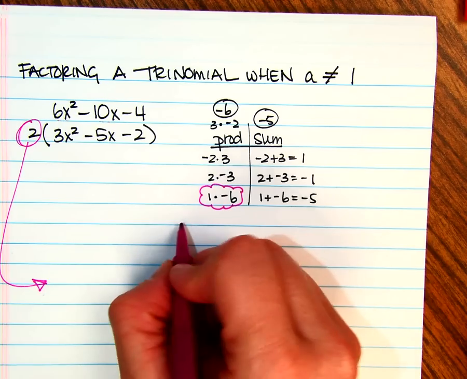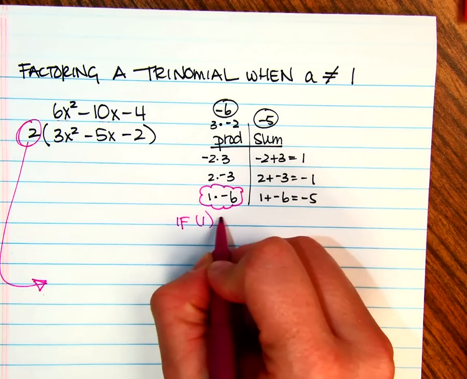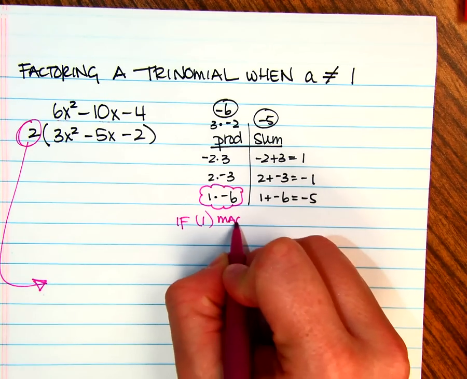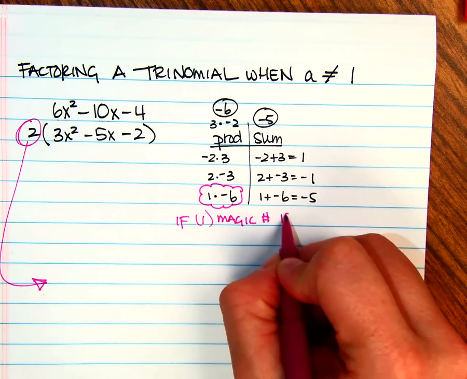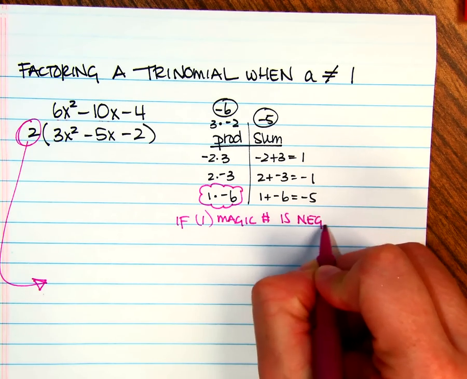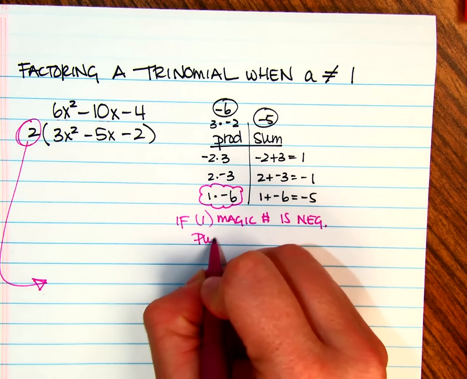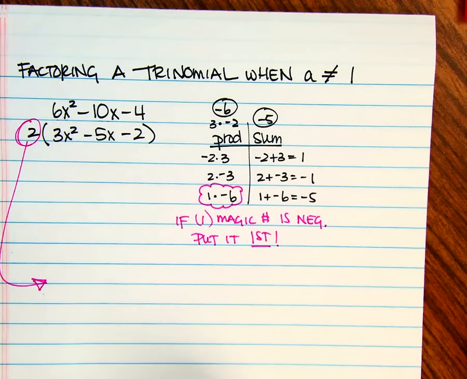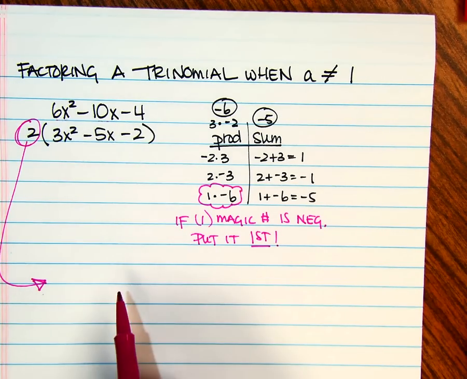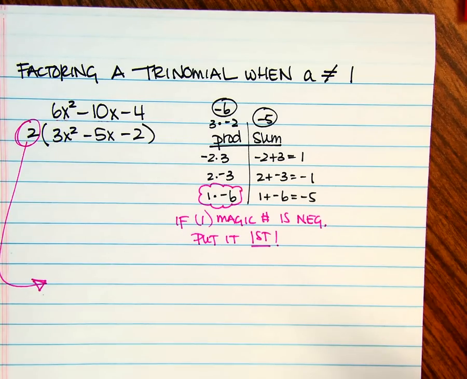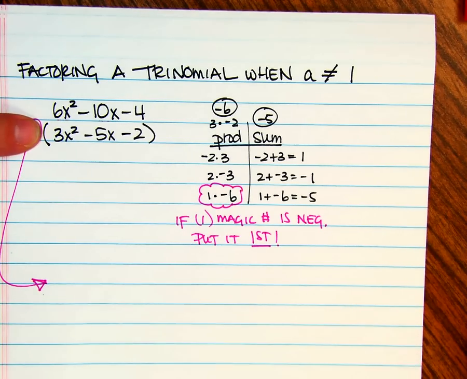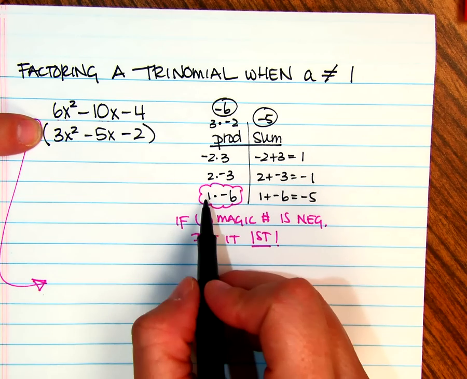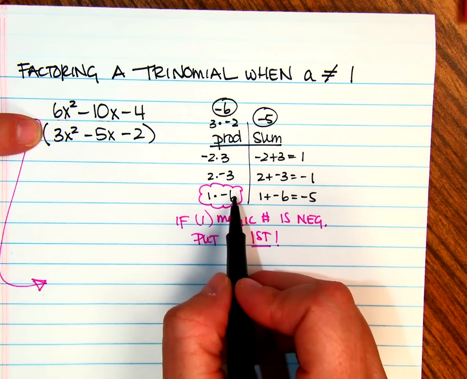One thing, if one magic number is negative, put it first. It saves you from a little bit of headache that I will show you in a little bit. So you're still going to use your magic numbers. I'm still covering up that 2. I'm going to take my two magic numbers. Again, I want to use my negative 1 first.